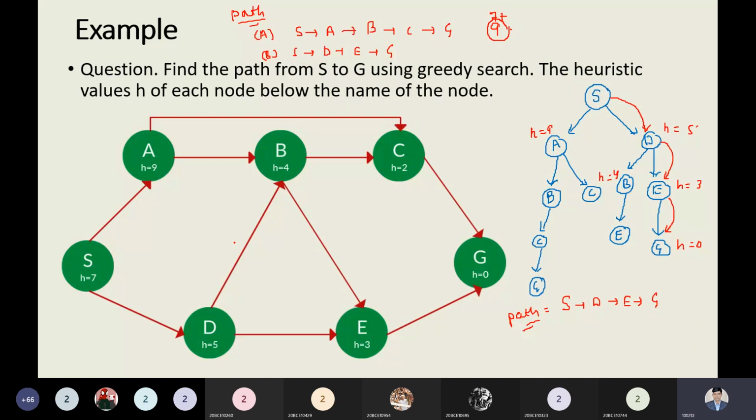Why am I moving on this path? Why am I not moving to the other path? Based on the heuristic value which is already given. Yes, tell me right now. Is it clear? Okay, good.